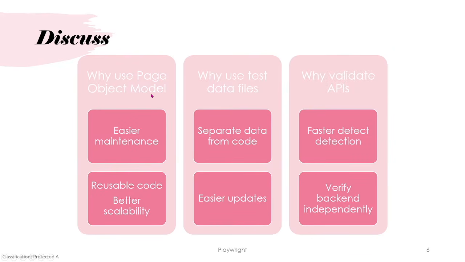Why use the page object model? Easier maintenance, reusable code, better scalability. Why use a test data file? Separate data from the code, for easier updates. Why validate APIs? Faster defect detection, and verify the backend independently.